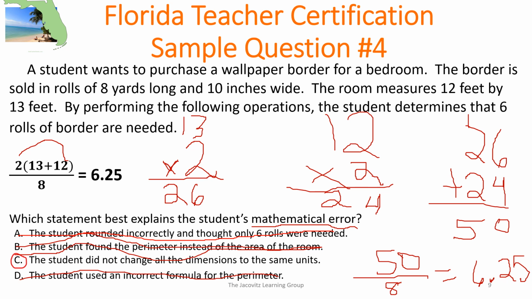They didn't keep the units the same. What's going on here? They needed 8 yards by 10. Because if you have 13 plus, or you could also do 2 times 8 plus 10. Okay, so answer is C.